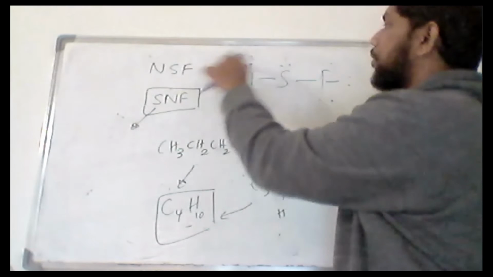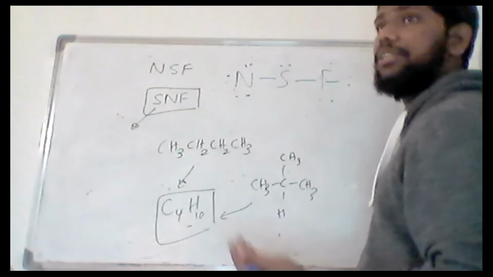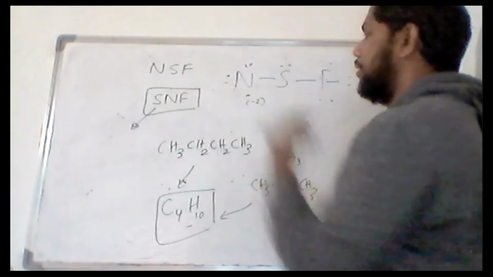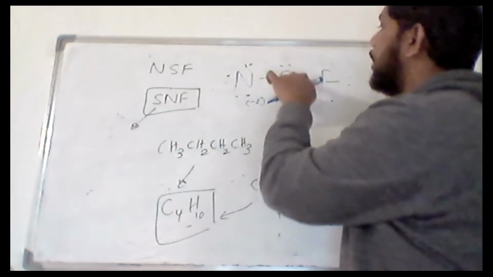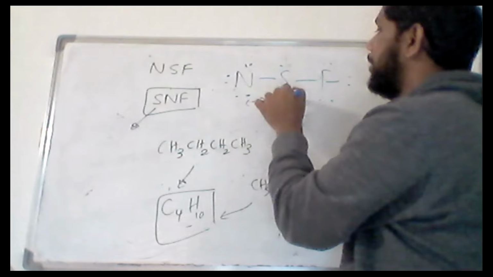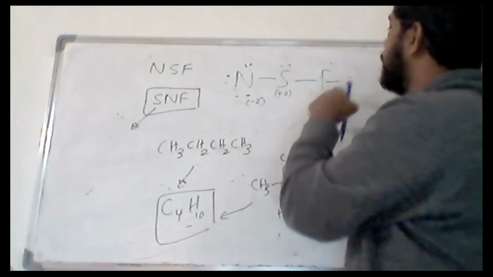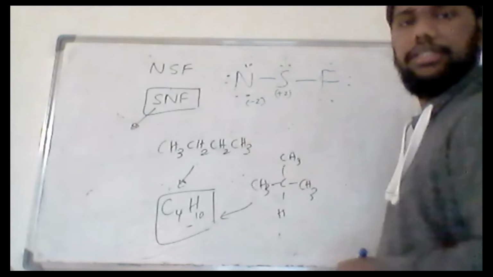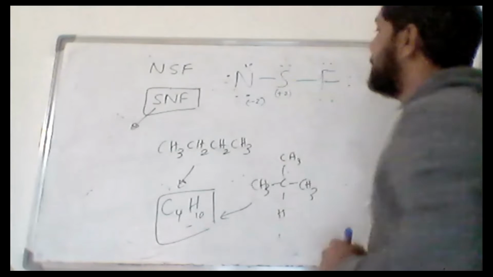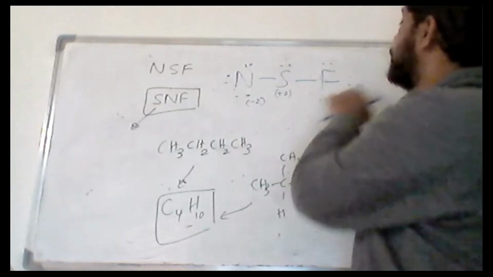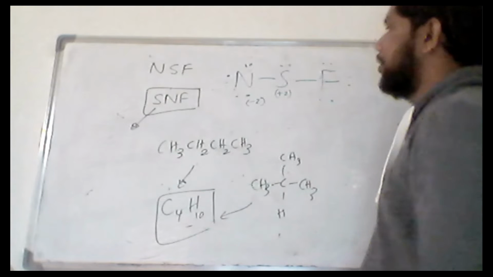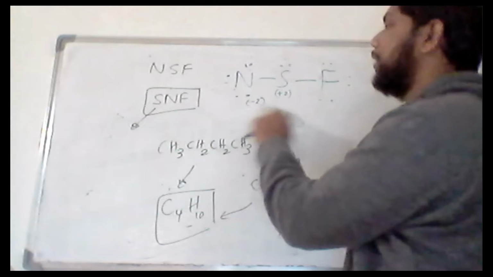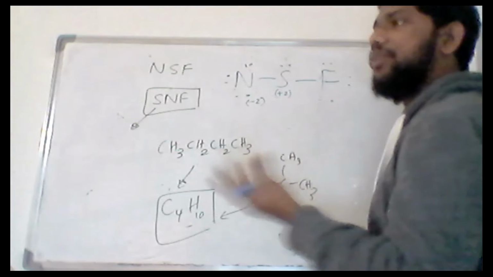Now check the charges. 1, 2, 3, 4, 5, 6, 7. Nitrogen normally should have 5, but here it has 7, so there is minus 2 here. Sulfur has 1, 2, 3, 4; 6 should be there, so plus 2 here. Fluorine has 1, 2, 3, 4, 5, 6, 7, so there is no charge because its octet is completed. The overall charge is 0. Now you have to minimize these two charges to get a good possible Lewis structure.